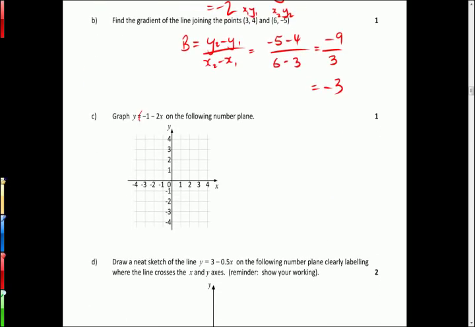Graph that on the following number plane. Well, we know that this number that stands by itself is the y-intercept, so we've got ourselves a point right there, y-intercept of minus 1. And the gradient's minus 2. You can think of any whole numbers over 1. So that's telling you for every 1 I go horizontally, I'm going minus 2 vertically. There's my new spot. For every 1 I go horizontally, I go minus 2 vertically. And I can back that up.